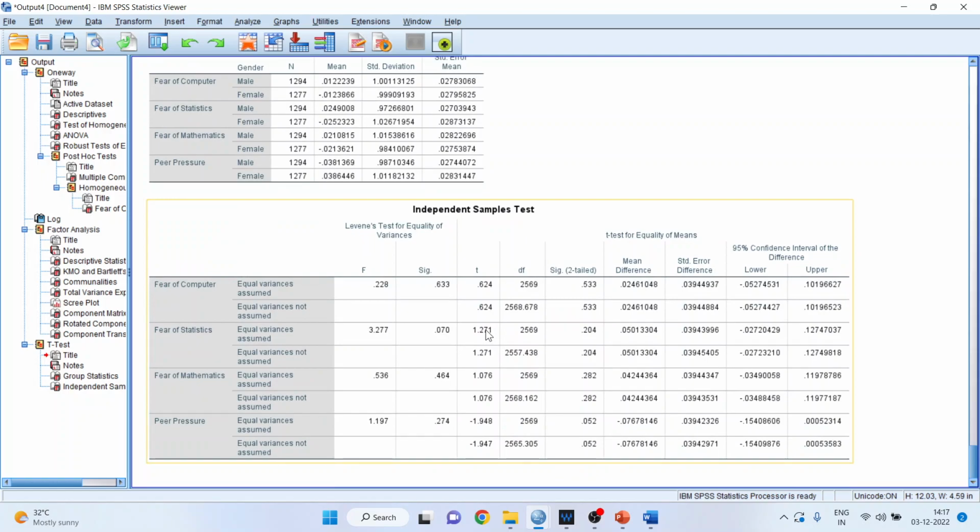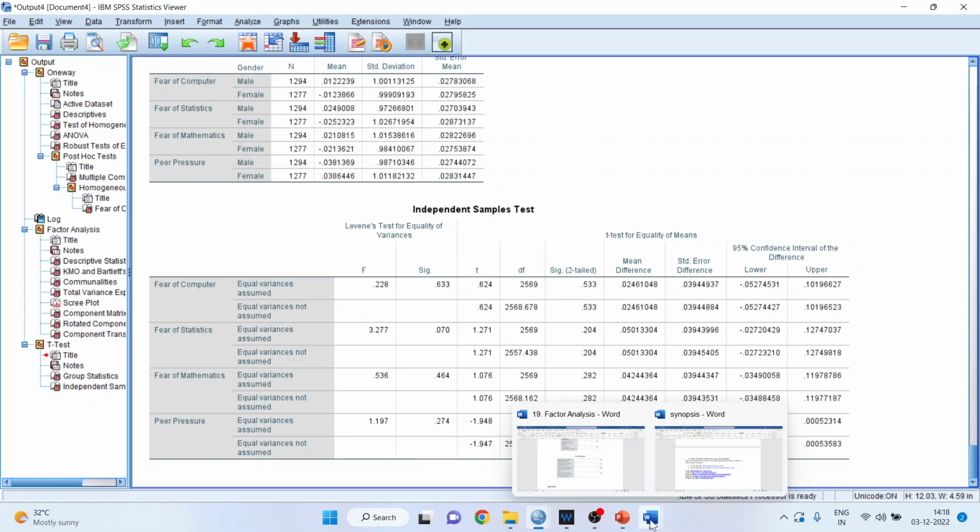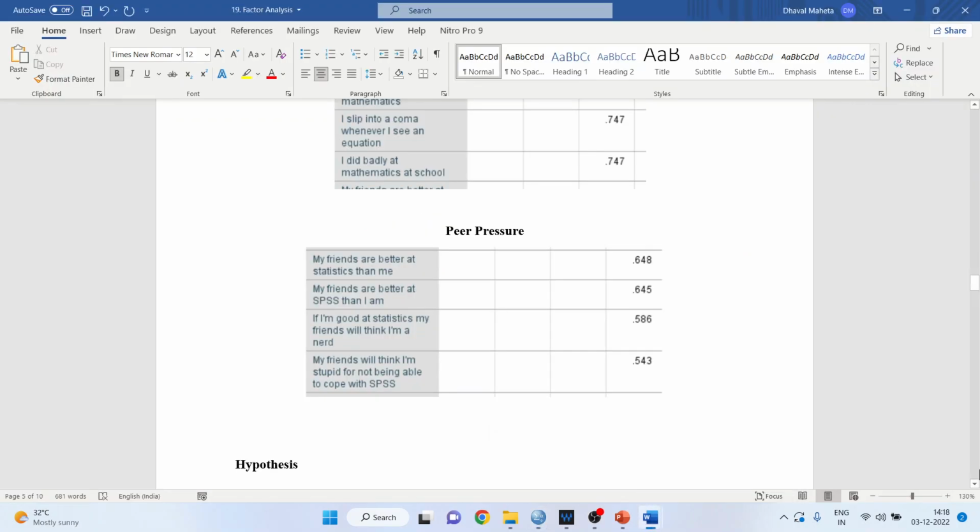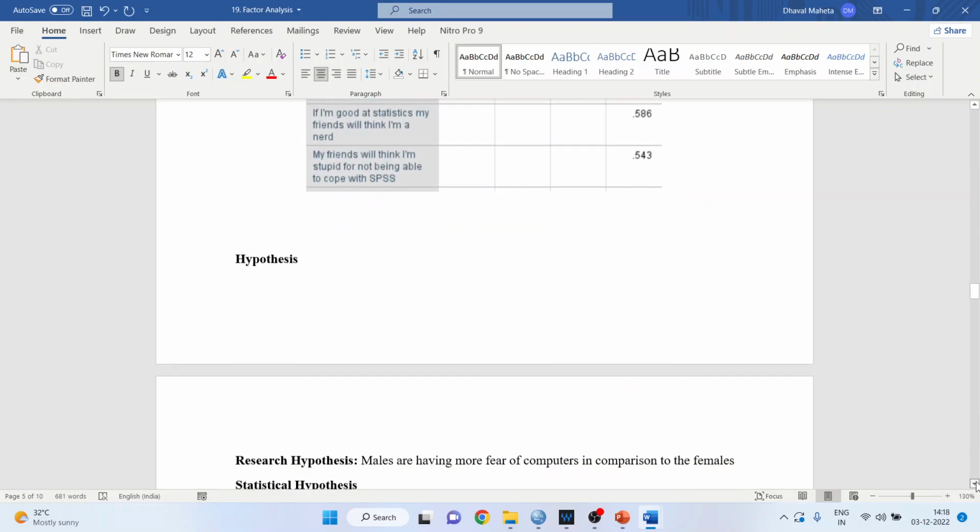I have simply copied this result in the Word file to explain it. First, you should always see the equal variances assumed row. If variances are equal, then you should interpret from the first line. If the variances are not equal, you should interpret from the second line. You can refer to my video number 29 of this lecture series to understand how to interpret the independent sample t-test. Okay, I will copy this result in my Word file and let us see what further analysis we can do.